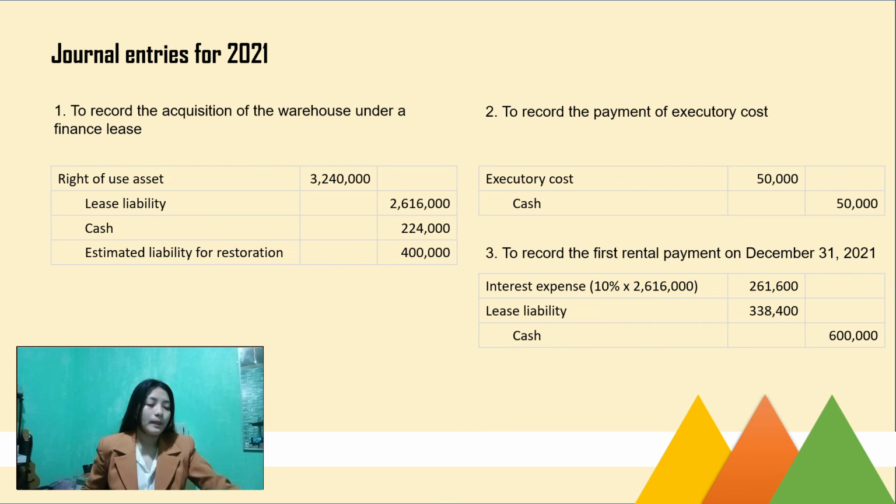Then, i-debit natin yung interest expense amounting to 261,600. So, nakuha natin yan by getting the 10% of 2,616,000. So, yung 2,616,000 is the lease liability. Then, kukunin natin yung 10% nun. So, yung 10% is the implicit interest rate. Then, credit the lease liability amounting to 338,400. So, it is just the difference of the cash and the interest expense.